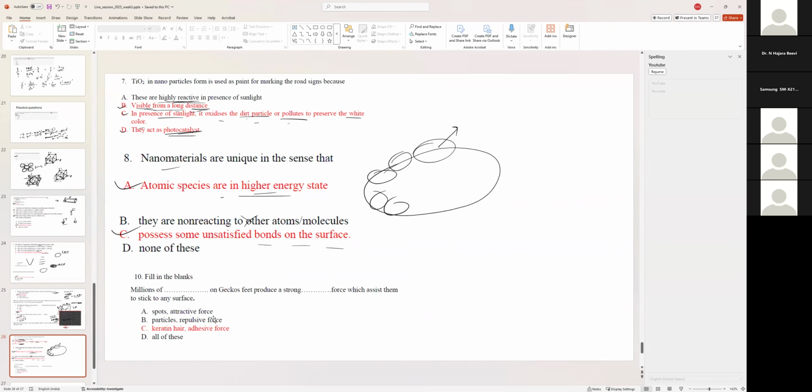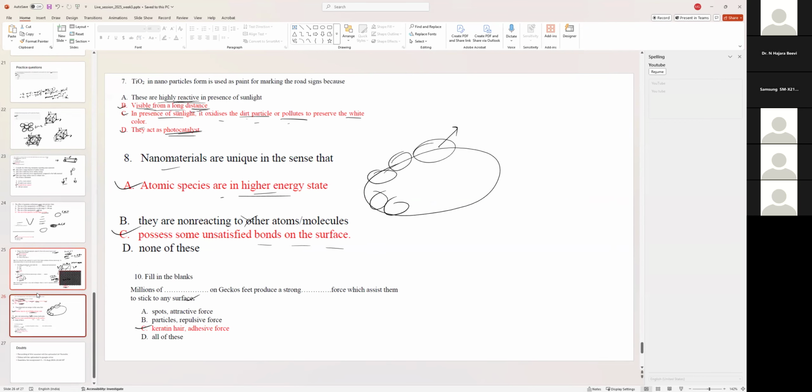Millions of spatulae are covered with millions of keratin hairs, which provide adhesive force. So they can stick to any surface. Again, this was covered in the lecture. Just go through it.